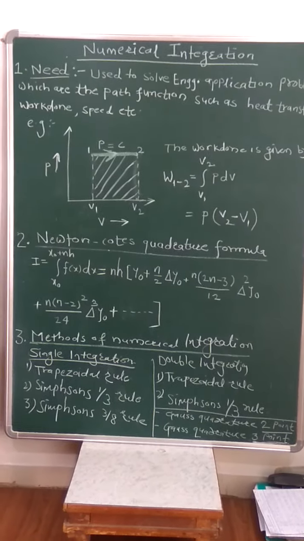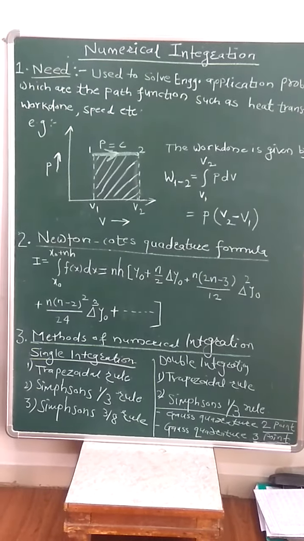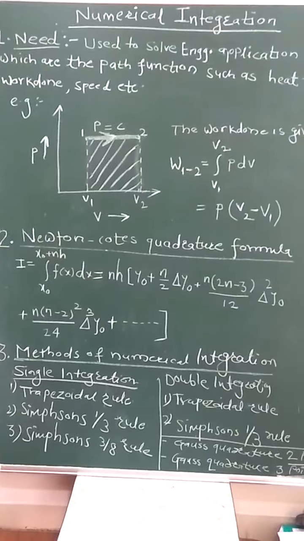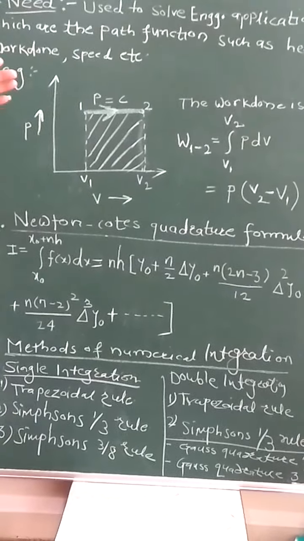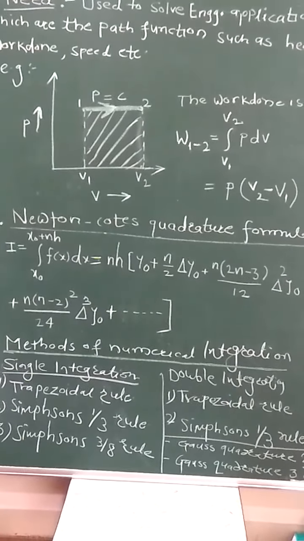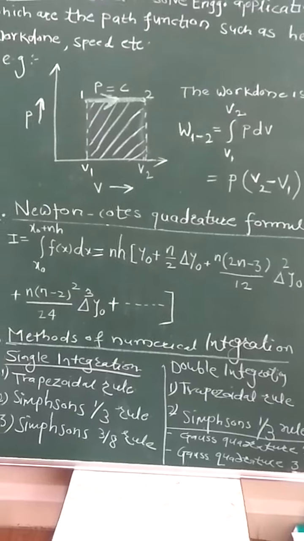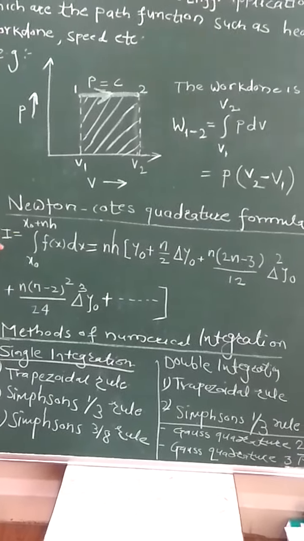Now the second point is the Newton-Cotes quadrature formula. The derivation for the Newton-Cotes quadrature formula is already given in the book. It is derived from Newton's interpolation forward formula. We have already covered Newton's interpolation forward formula in the chapter on interpolation. It is already given in the book.